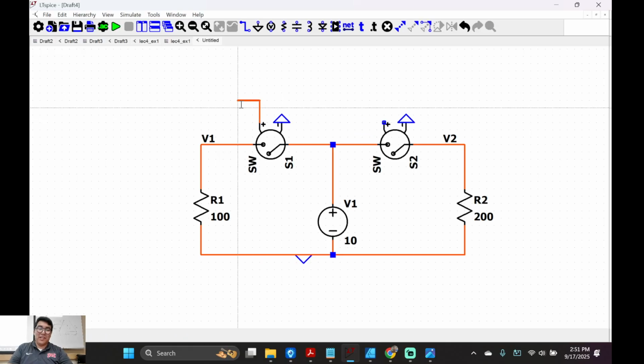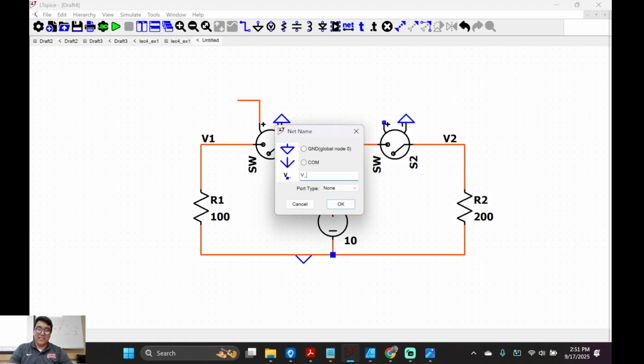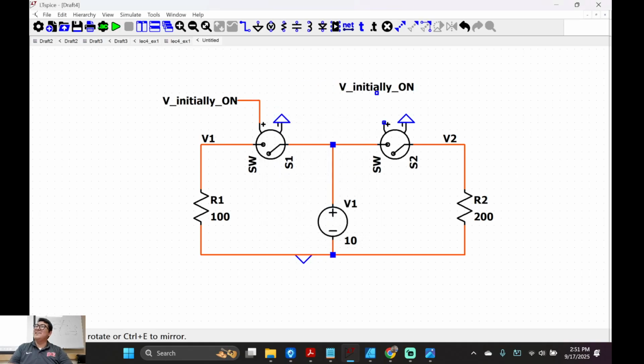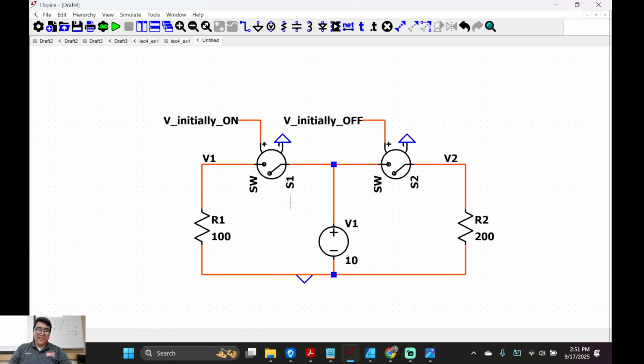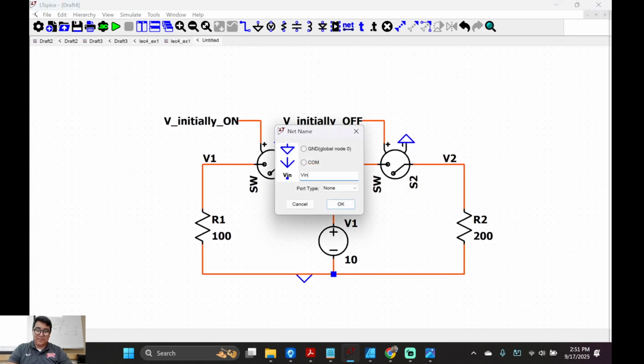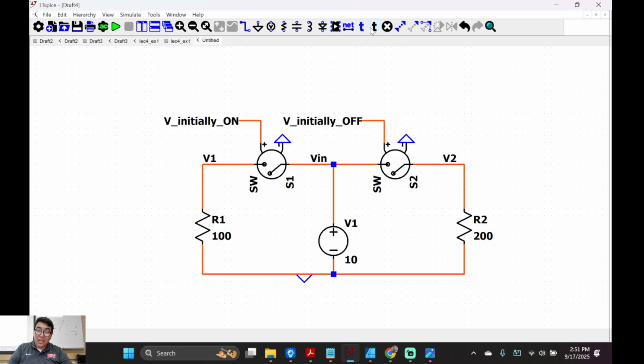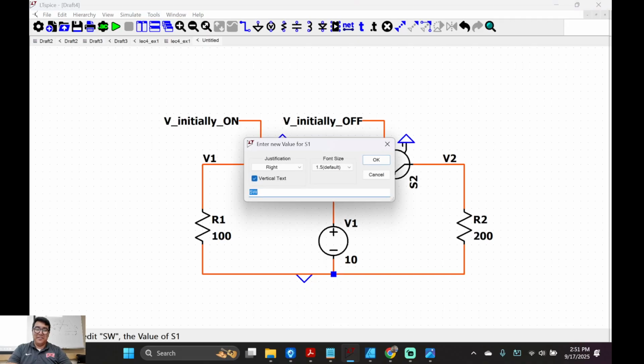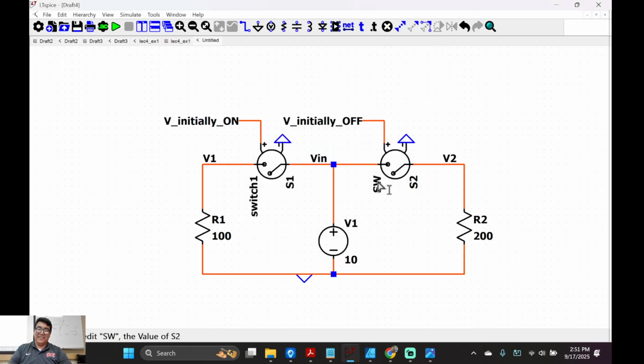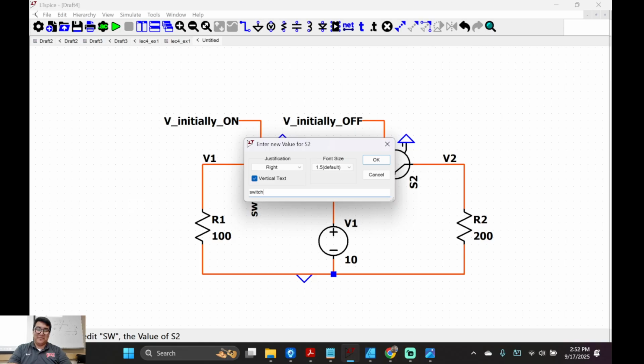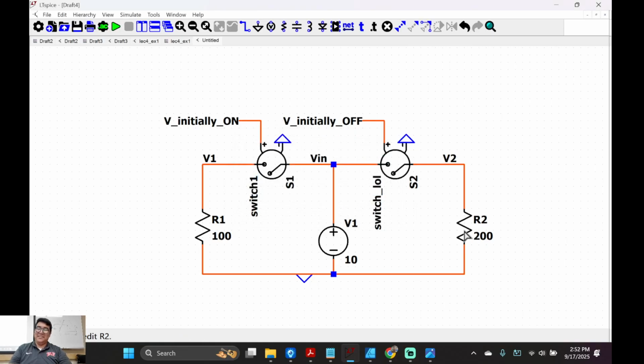So this one, I want it to be initially on. So I'm gonna call it V initially on, right? Does that look cool? I'm gonna do copy paste because that's our best friend. V initially off. Right? Is that clear? So now, let me just label this VN. Let's start declaring some stuff. Before that, I'm going to call this one, I don't know, switch 1, right? And then switch, I don't know, LOL. Like that?